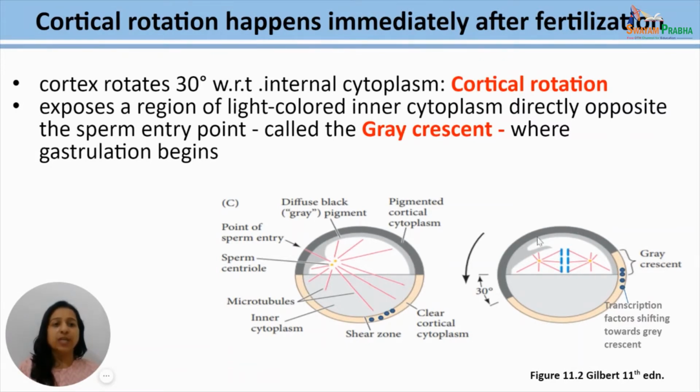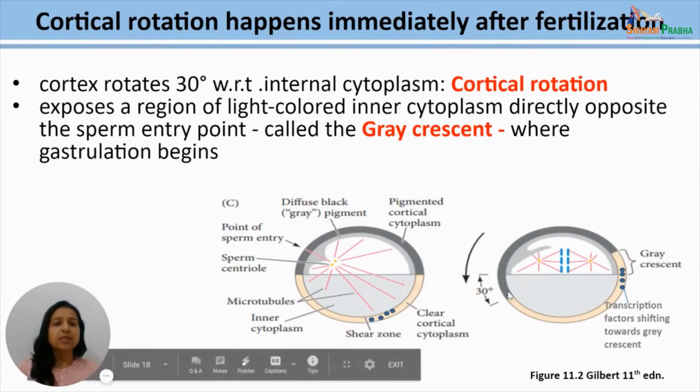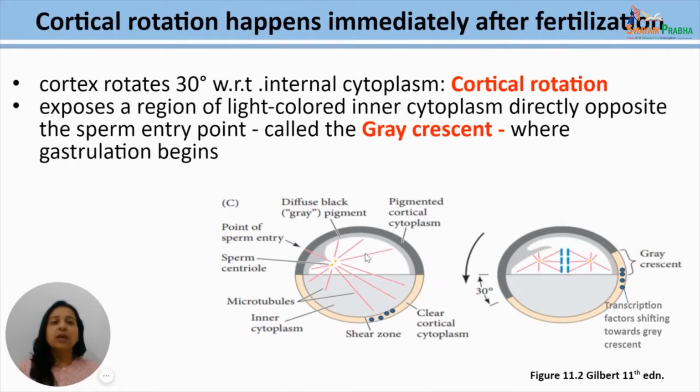This 30° rotation is with respect to the inner cytoplasm, that is, the inner cytoplasm will not rotate, just the outer cortex will rotate with respect to the inner cytoplasm. This rotation is known as cortical rotation. This cortical rotation might expose a region of light colored inner cytoplasm directly opposite the point of sperm entry in many amphibians. And this light colored area which has just been exposed is called the Gray Crescent. This Gray Crescent is the region where gastrulation will actually begin.